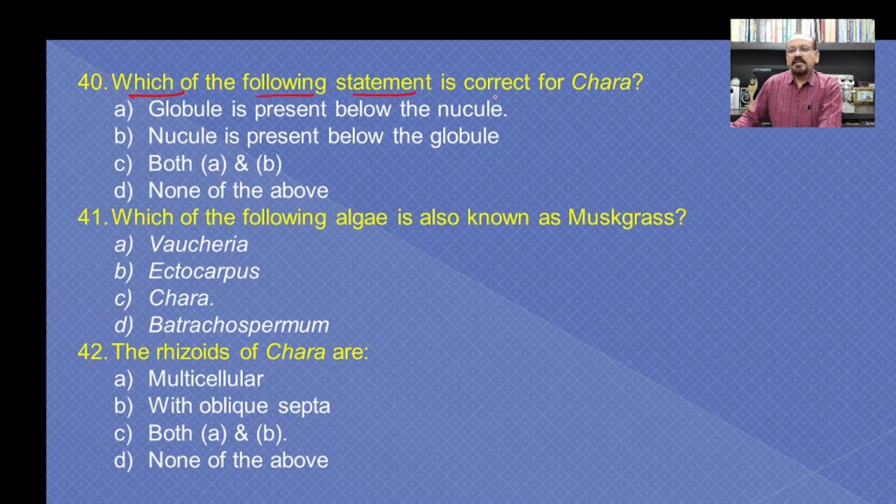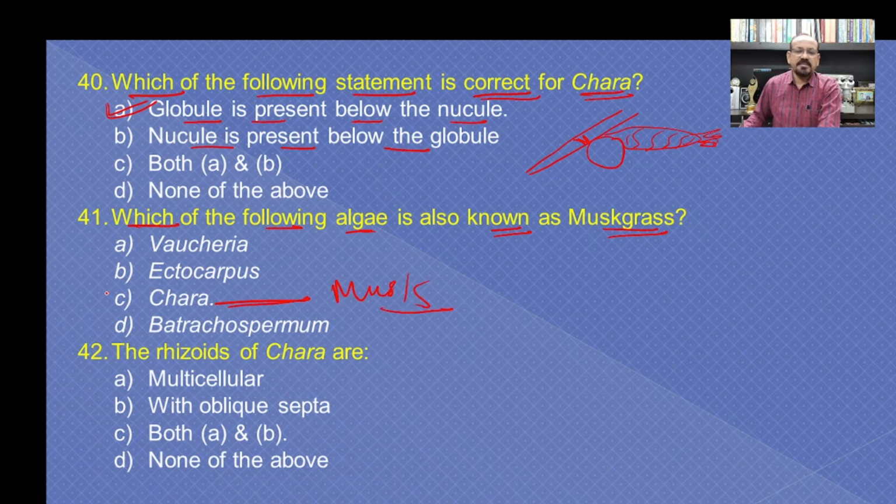Which of the following statements is correct for Chara? Globule is present below the nucule, and nucule is present below the globule. If you see this structure on the nodal region, there is a development of the globule and the nucule. So it means that here the globule develops below the nucule, and hence A will be the correct answer for this question. Then, which of the following algae is also known as musk grass? The smell of Chara is typically like musk, and hence Chara is also known as musk grass. Earlier we have seen that Chara is known as stonewort.